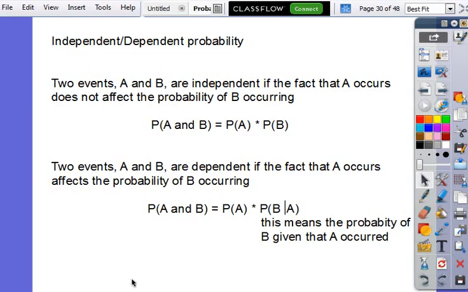Independent and dependent probability. What does independent mean? They can stand alone, by itself. Independent probability means the first one is by itself, the second one is by itself, and they don't have anything to do with each other. So the first one does not affect the second one. Two events A and B are independent if the fact that A occurs does not affect the probability of B occurring.